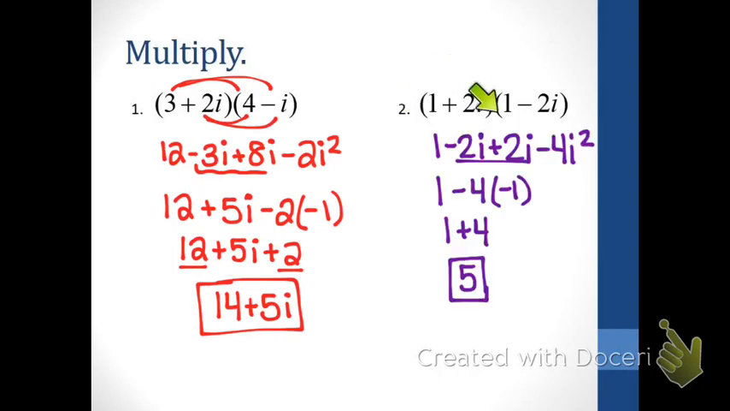Okay, so we double distribute again. So 1 times 1 is 1, minus 2i plus 2i, minus 4i squared. Combine our middle terms, which are in the middle. Negative 2i plus 2i cancel each other out. They go away. i squared is negative 1. Negative 4 times negative 1 is positive 4. 1 plus 4 is 5.